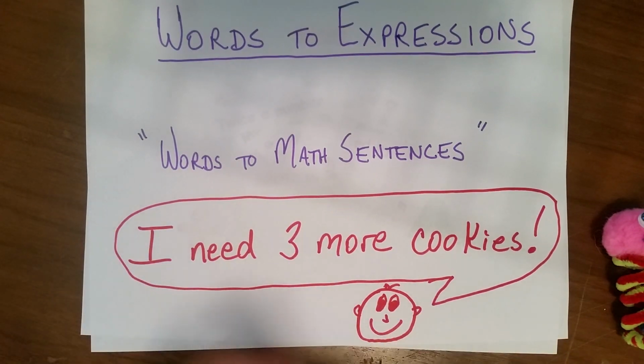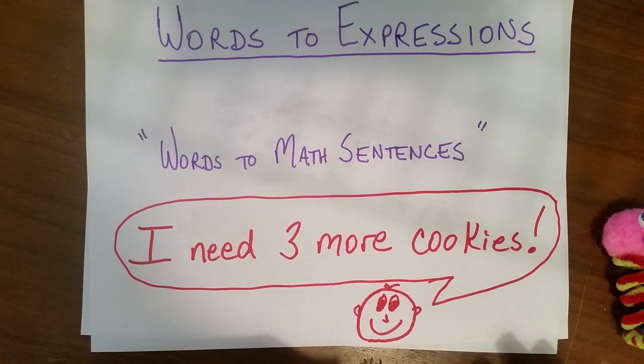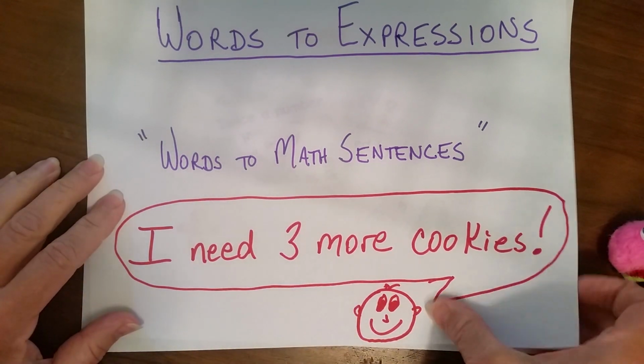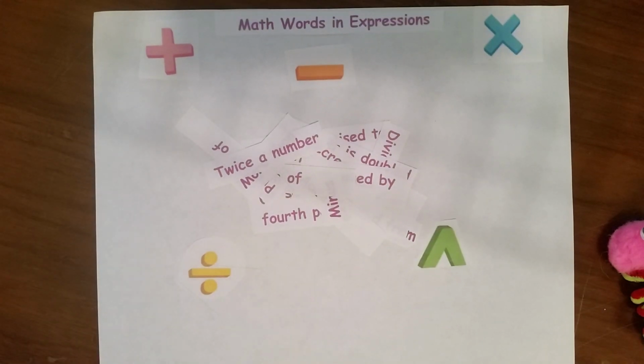Now, you don't know this, but we do this all the time. Like this little guy right here is saying, I need 3 more cookies. Well, we know that means we got to get out of our seat, go get 3 more cookies, bring it back. 3 more means we need to add 3 more. So we use these sentences all the time. So let's just talk about some of the words that we use in expressions. So here we go, math words in expressions.